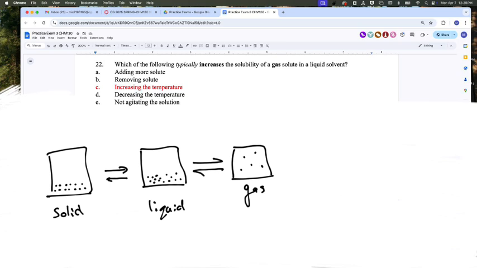So if we're talking about these transitions, what is allowing any of these transitions? What happens? How do I get the solid to turn into a liquid? What do I got to do? Okay, I got to add heat. How do I get the liquid to turn into a gas?